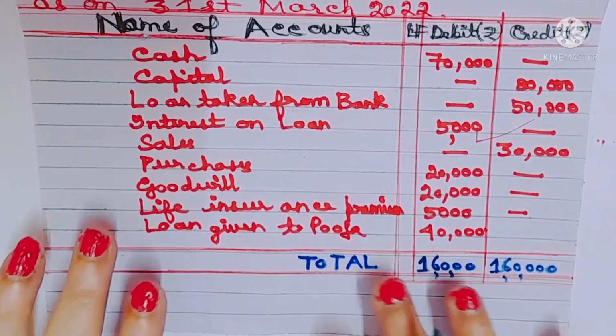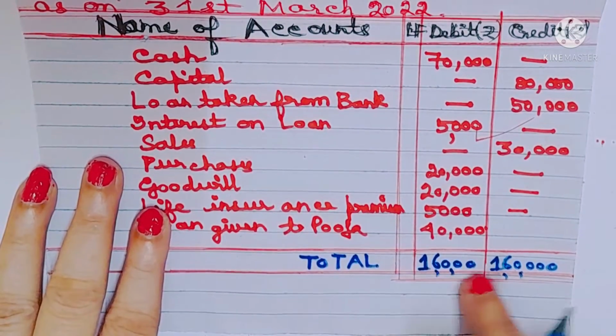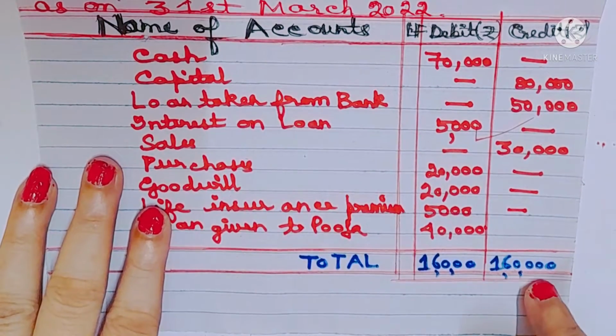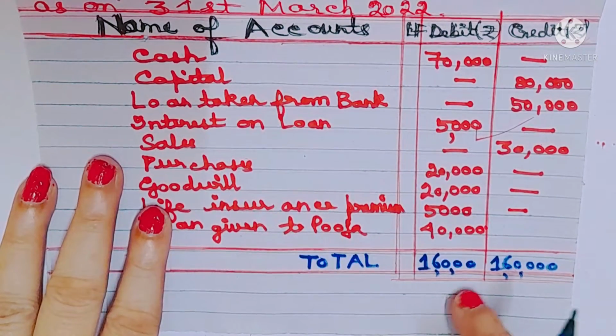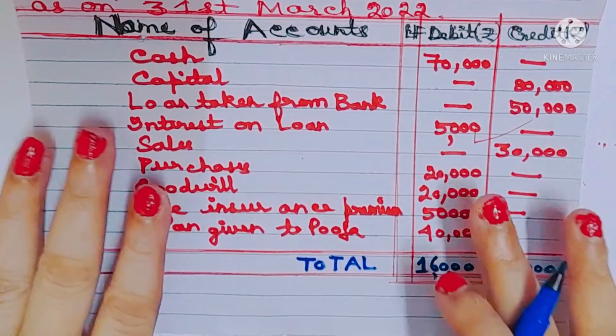So, the total of debit column is equal to the total of credit column. So, the trial balance did tally. See, the debit column total is 1,60,000 and the credit column total is also 1,60,000. So, the total of debit column is equal to the total of credit column. So, the trial balance did tally.